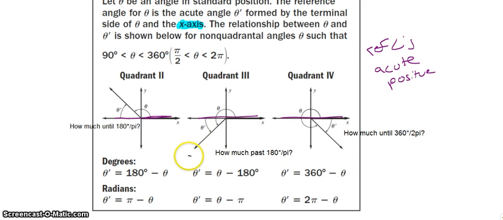If you're a big fan of formulas, you can always think about it this way, 180 degrees minus my angle, or pi minus my angle, or angle minus 180, but I like to just think about, okay, we're looking at that 180, we're either going, how much more, how much less, or with the 360, just as a conceptual idea.